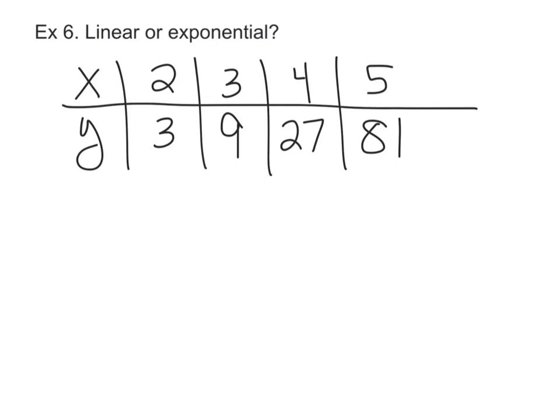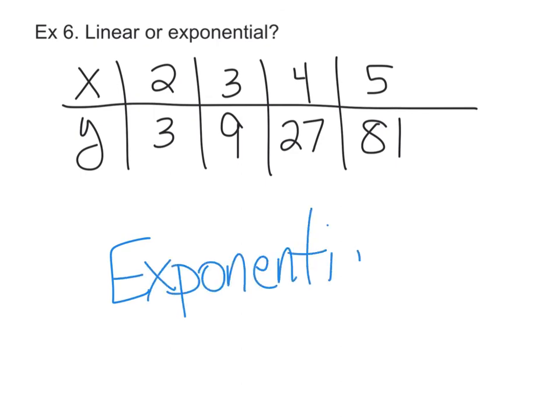Example 6, linear or exponential. Again, I need to focus on this y row here. I'm looking and I'm going, okay, I went from 3 to 9, and then from 9 to 27, and then from 27 to 81. What is happening each time? Well, 3 to 9 is multiplying by 3. 9 to 27 is multiplying by 3. 27 to 81 is multiplying by 3. So this is exponential, because I am growing by a factor of multiplying by 3 each time.